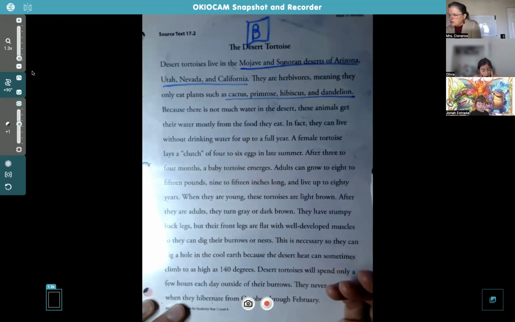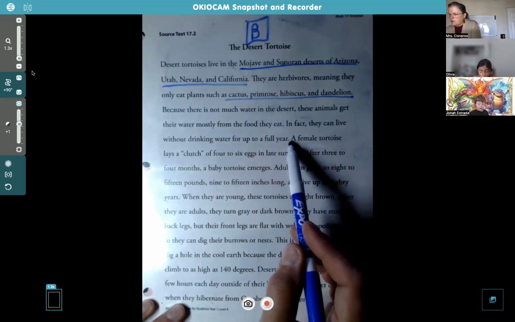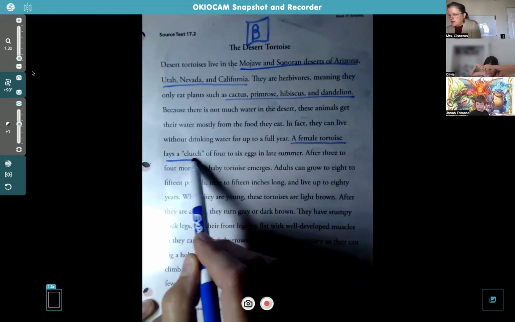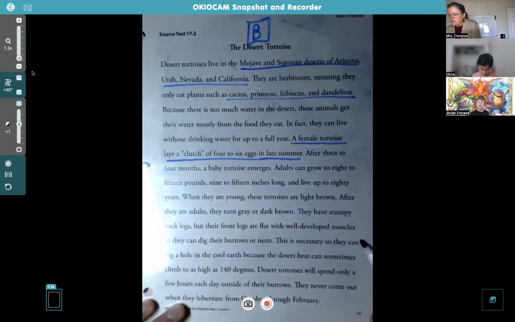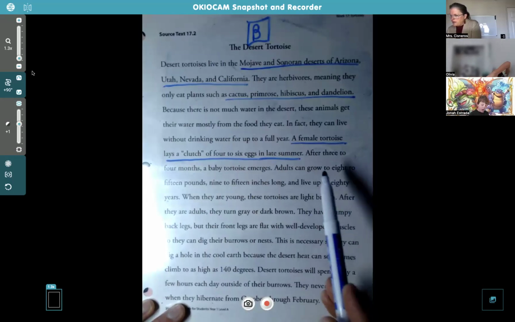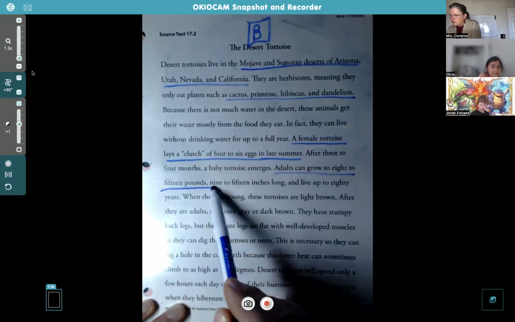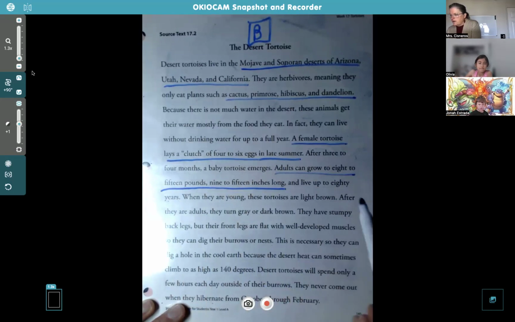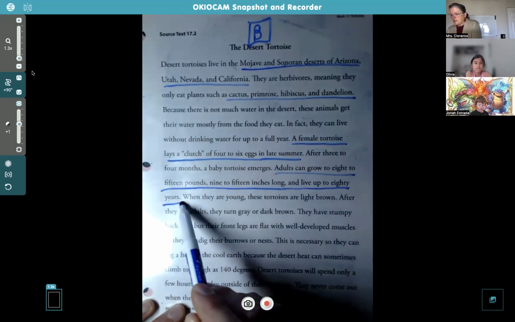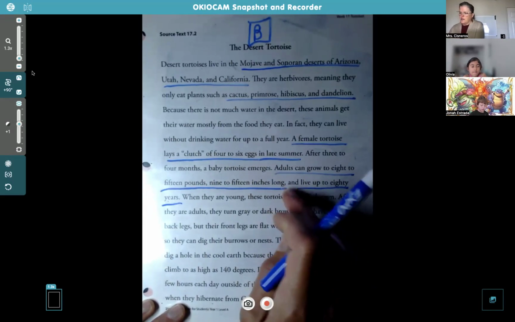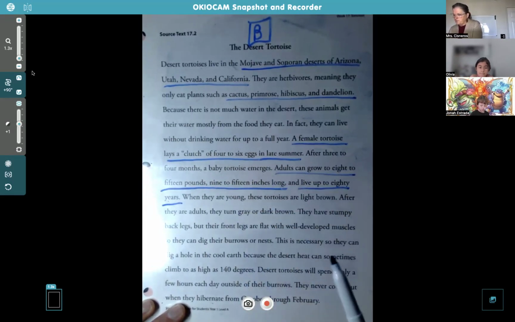And then I'm going to skip down here to the female tortoise part. A clutch of eggs in the late summer. And then maybe the part about how big they get. Adults can grow to 8 to 15 pounds and 9 to 15 inches long. Oh, and live up to 80 years. That's a separate fact, really. We've got two different facts there.